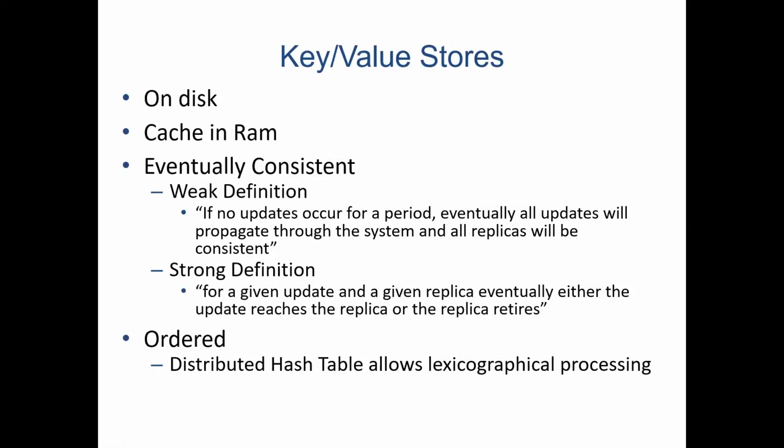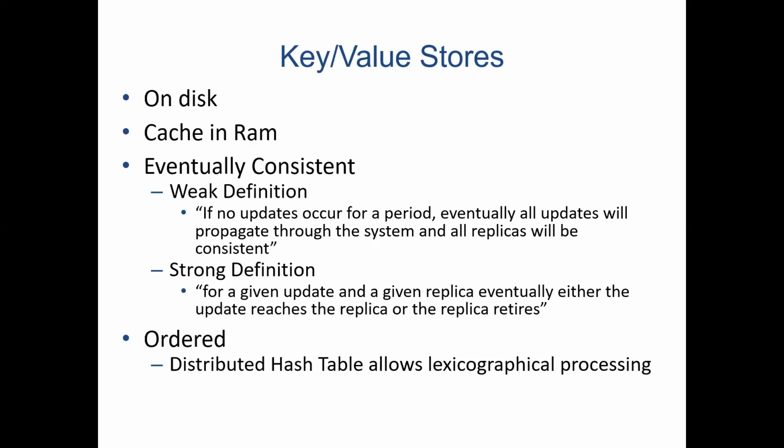So key value stores are already stored on the disk. It is cached, right? There are two important things with respect to key value stores. One is called eventual consistency. A weak definition of it is: if there are no updates that occur for a period, eventually all updates will be propagated through the system and replicas will be consistent. A strong definition of consistency is that for every given update and a given replica, eventually either the update reaches the replica or the replica retires.